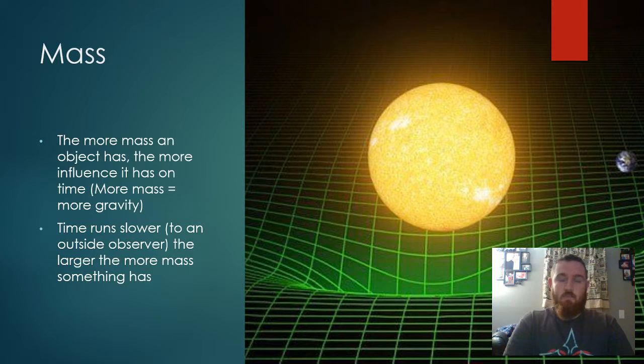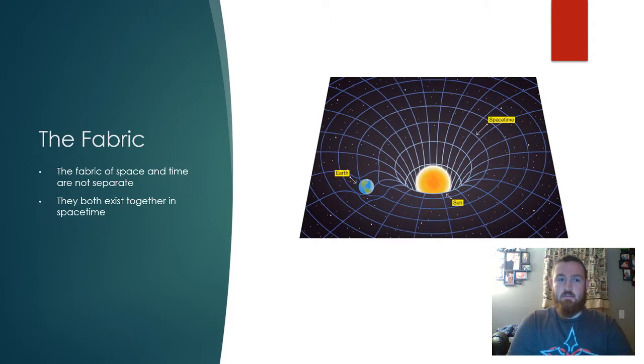So mass is an important factor in gravitational time dilation. The more mass an object has, the more influence it has on time, because more mass means more gravity an object has. Time runs slower to an outside observer the more mass an object has.